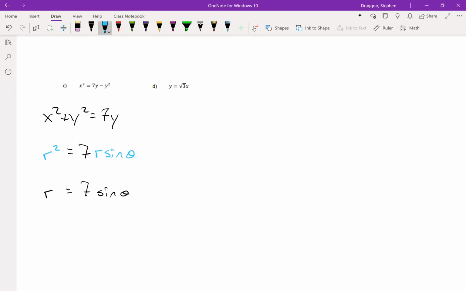So y, we know, is r sine theta. And that's going to be equal to the square root of 3 times r cosine theta. And then I'll start working to simplify. If I divide r cosine theta over to the left side, first those r's are going to reduce, but also I'll get sine theta over cosine theta is equal to square root of 3.